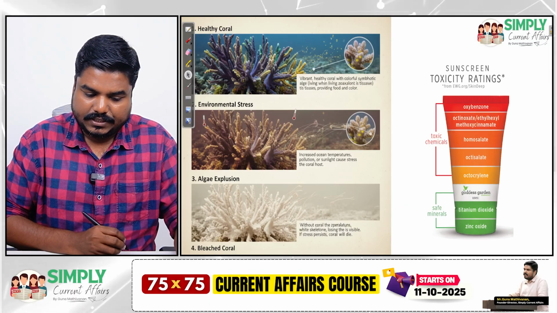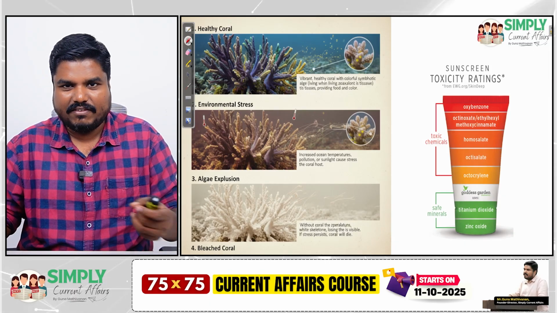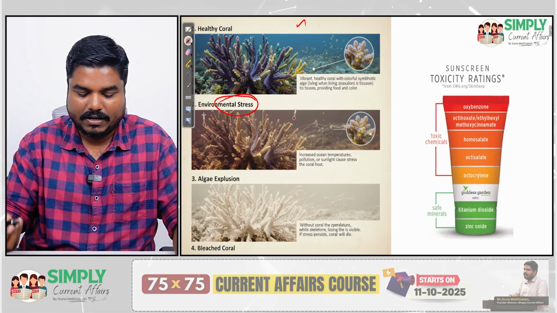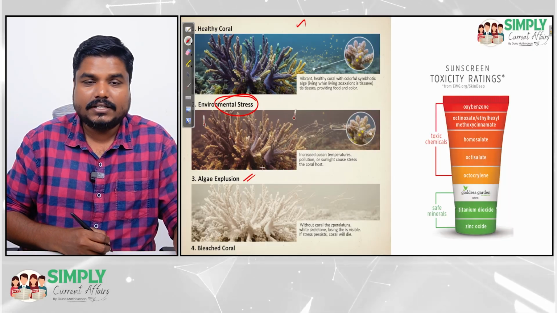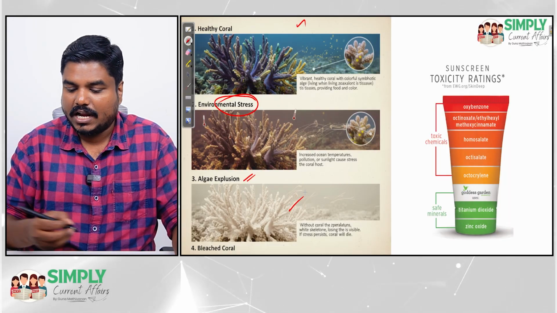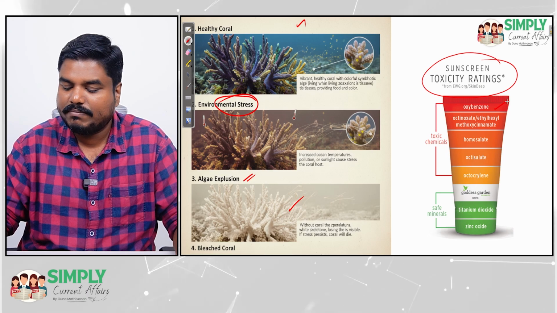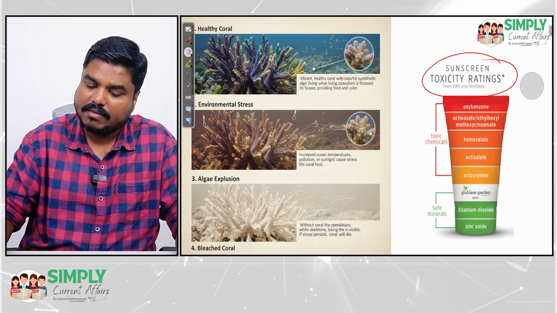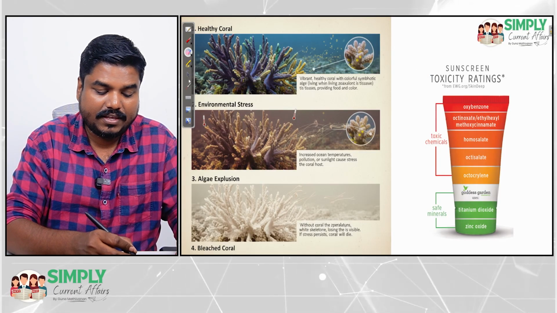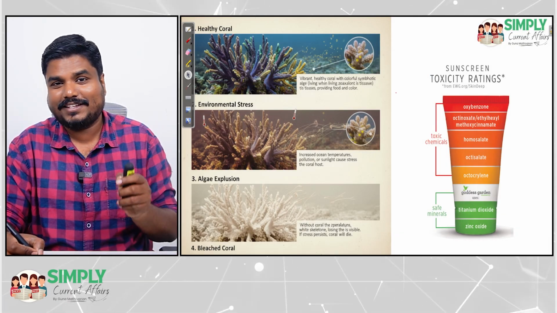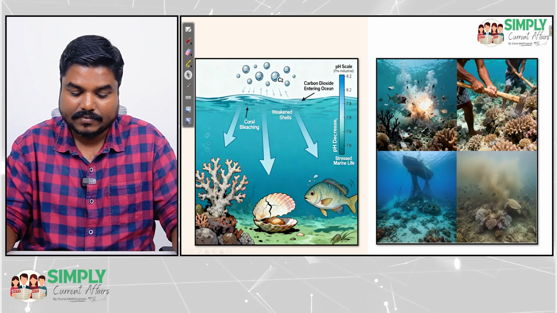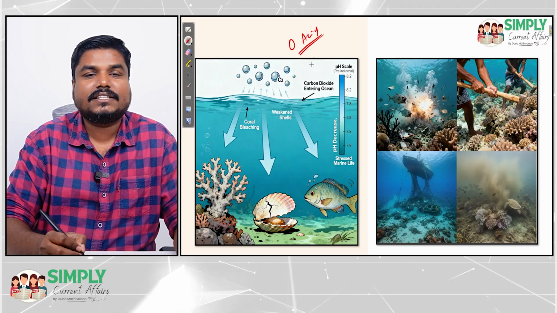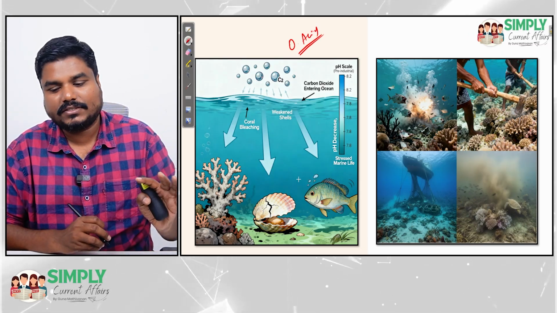So whatever I have explained, I have given the images here. A healthy coral, because of the environmental stress and global warming, expels its algae, and that results in coral bleaching. Also toxic ingredients like oxybenzone and octinoxate in sunscreen lotions or other chemicals become a reason for coral bleaching. That is why Hawaii state has banned the use of these sunscreen lotions. Then this one I explained about ocean acidification, which affects the calcification process only.